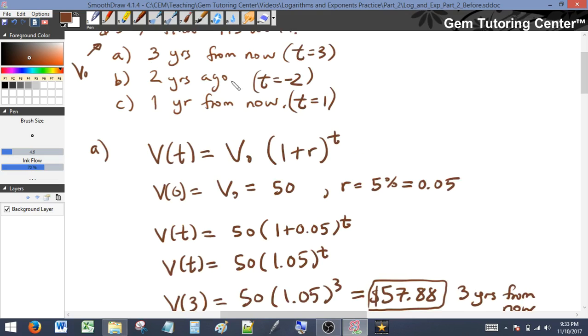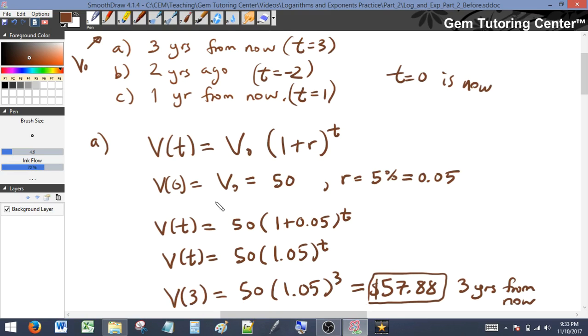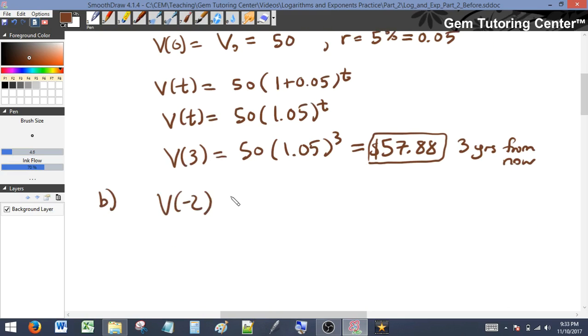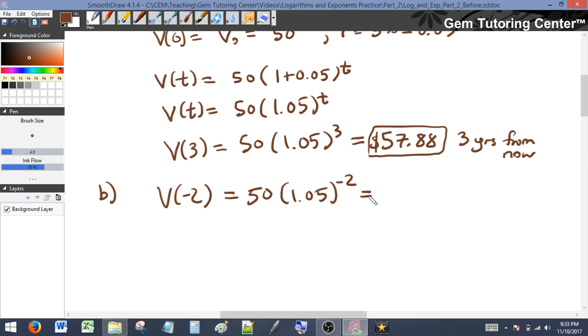We're asking for 2 years ago. The reason why we put negative 2 here is that this happened 2 years prior to the time that we're looking at now. The time we're looking at now is t equals 0. So t equals 0 is now. 2 years ago is t equals negative 2. So let's plug that in. V of negative 2 is equal to 50 times 1.05 to the negative 2. And that equals $45.35. That's 2 years ago.